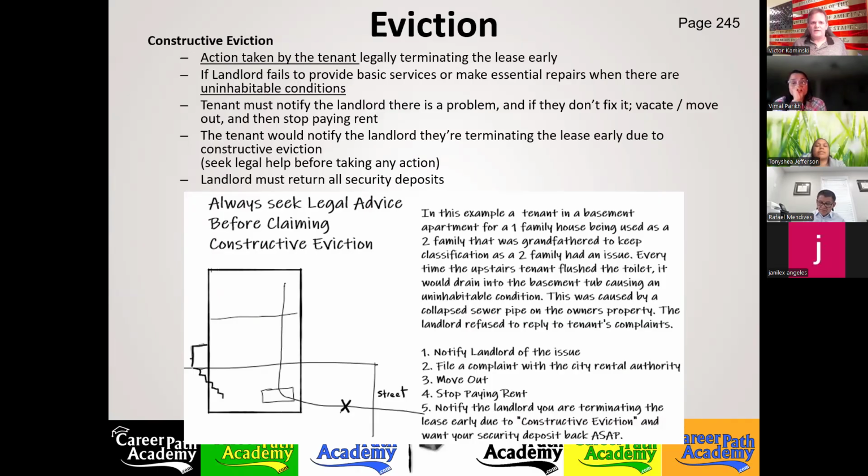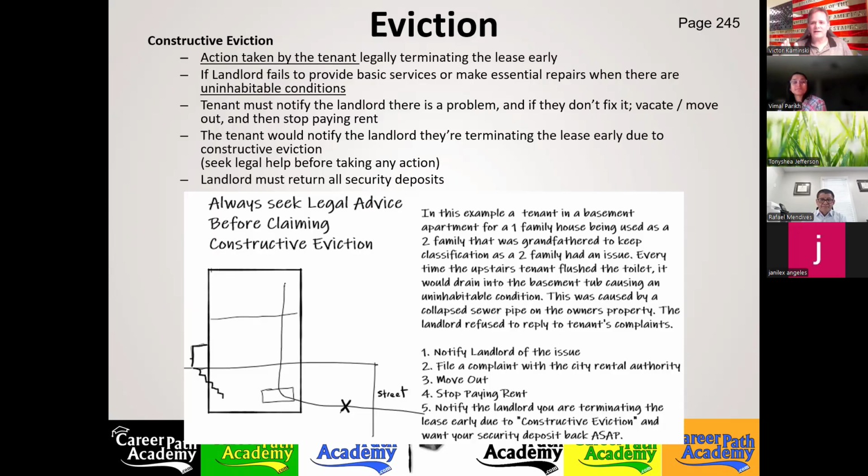contract. But you have to be able to show that you tried reaching out to the landlord. The landlord just was not making the repairs. So this is an action taken by the tenant legally to terminate their lease early if the landlord fails to provide basic services or make essential repairs when there are uninhabitable conditions. The tenant must notify the landlord there's a problem. They're not mind readers, so you got to treat them fairly too. Let them know that there is a problem.